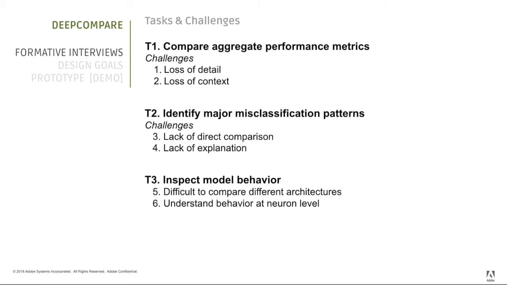And then lastly, this leads to inspecting model behavior. It's difficult to compare between two different architectures and see how similar neurons are firing between, say, a CNN and an RNN. And so understanding behavior at a neuron level or feature level is also difficult.